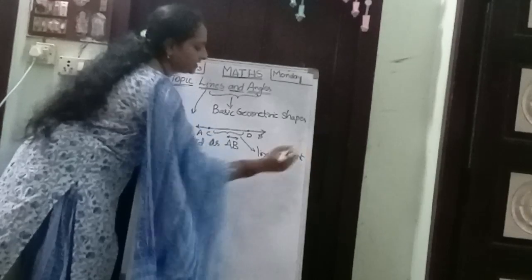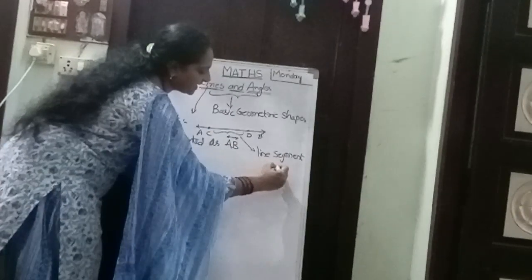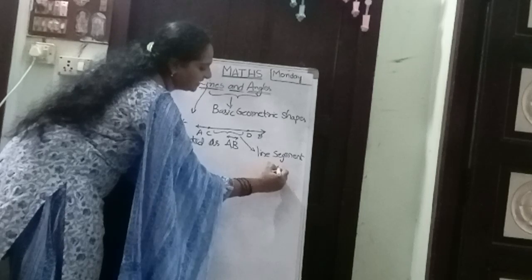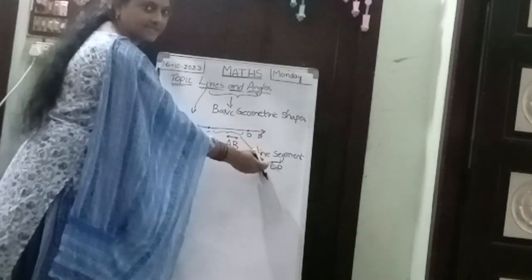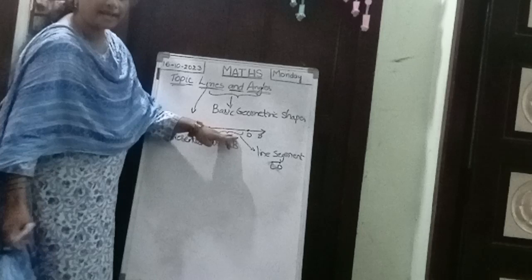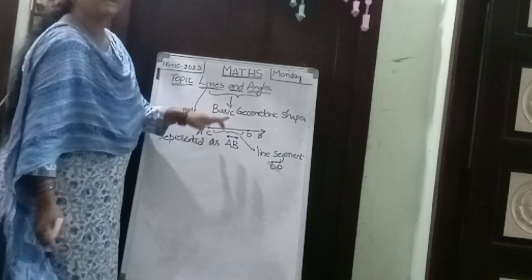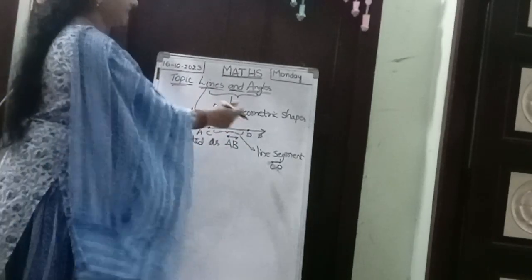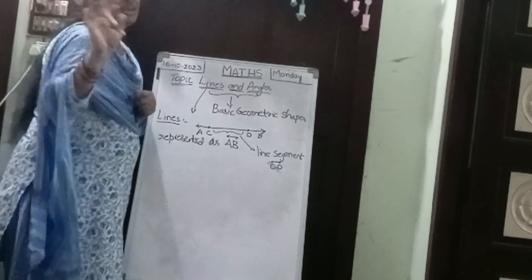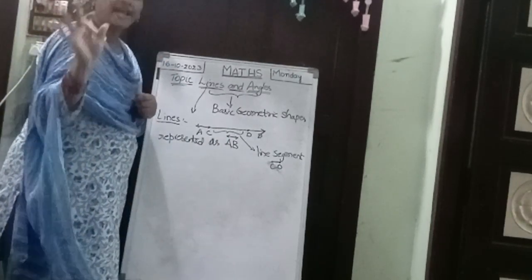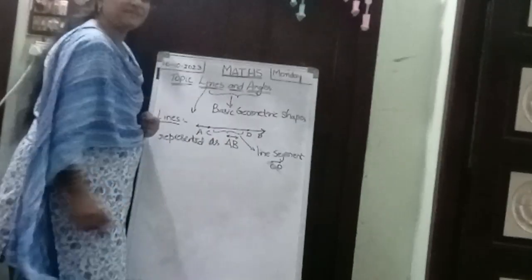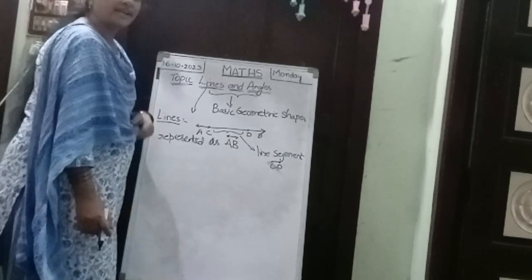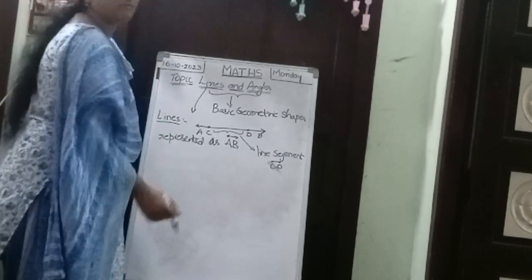We represent it as CD, with a small line segment drawn above it, and we read it as line segment CD. This is one part of a line. What is the difference between this line and line segment? A line does not have any endpoints, and this line segment has two endpoints. Understood?